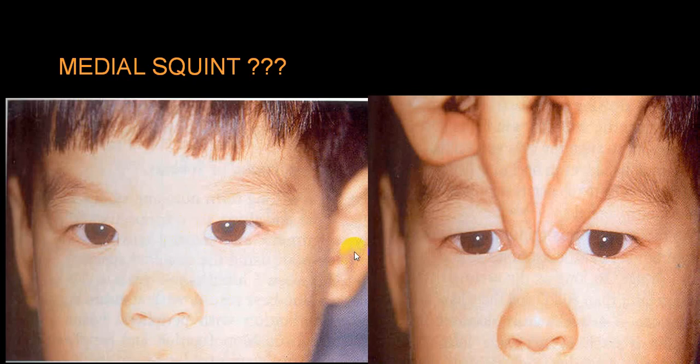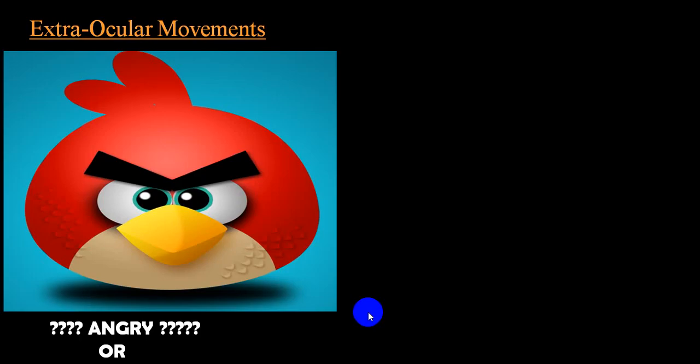Now you can see that when you lift the epicanthal fold, you can see that it is normal. Here it looks like a medial squint, but then it is normal. Excess of medial rectus movement can also look like squint.